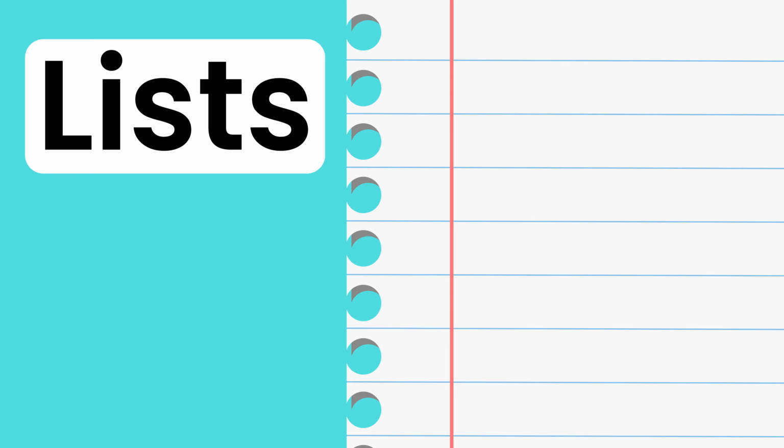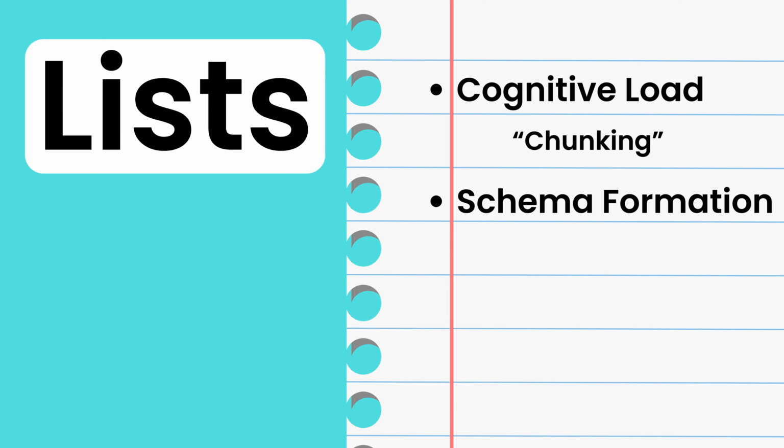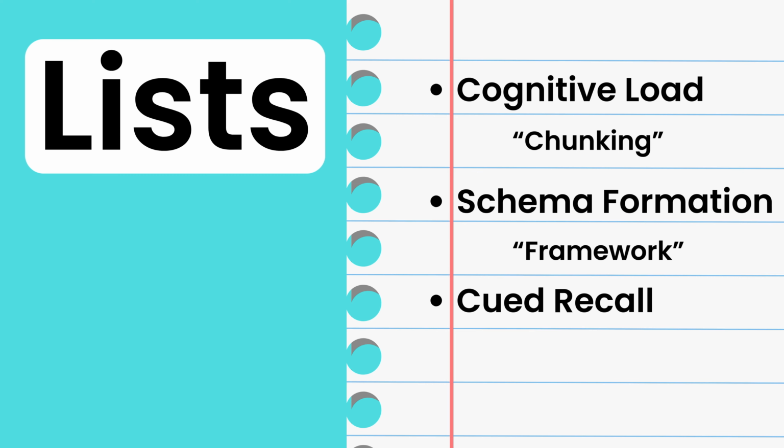Whilst there are many reasons that lists can be effective, there are 3 in particular that help us to understand this, such as cognitive load. Lists help our brains to break down key information into smaller digestible chunks. Schema formation. Lists help our brains set a framework to access more knowledge for understanding and application. And cued recall. Each item on the list helps as a cue to retrieve other related items within this.